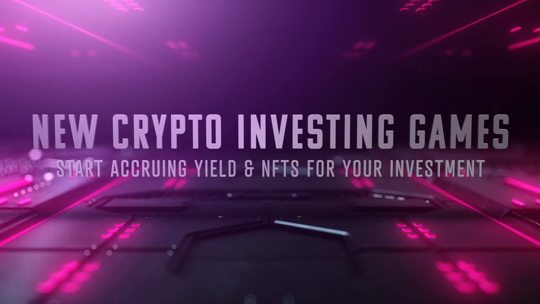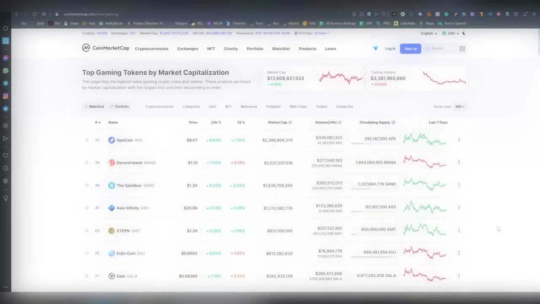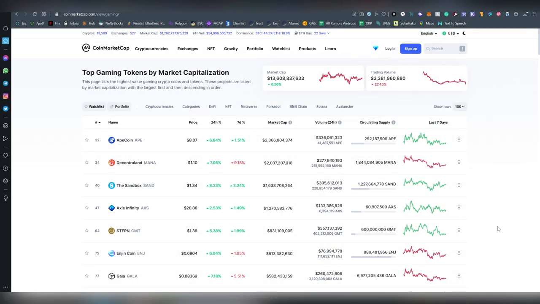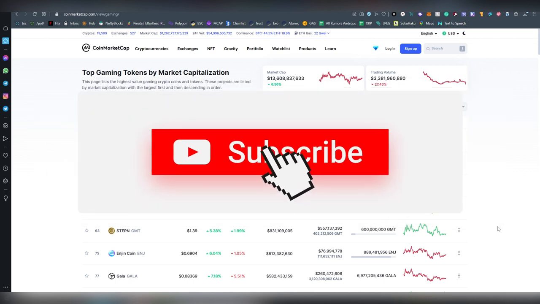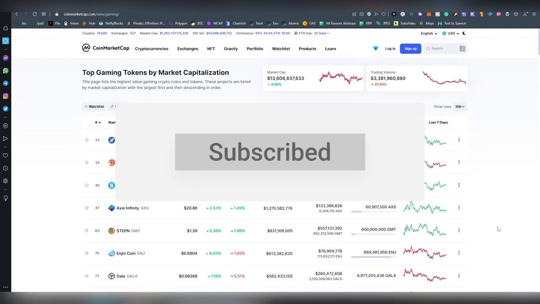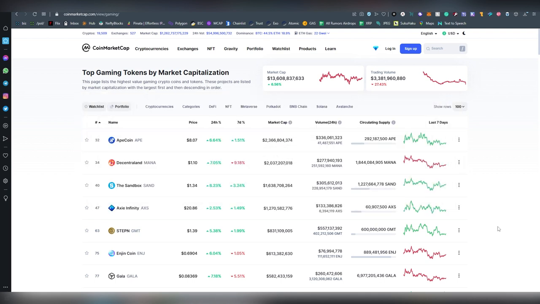I am, of course, LL, and today we're going to be talking about some crypto financial investing games, which were kind of popularized by Alien Worlds, which came up with this concept that you can have these land NFTs, which will be generating your resources, and these resources can be basically used to buy different types of NFTs, which will be increasing your yield, etc.